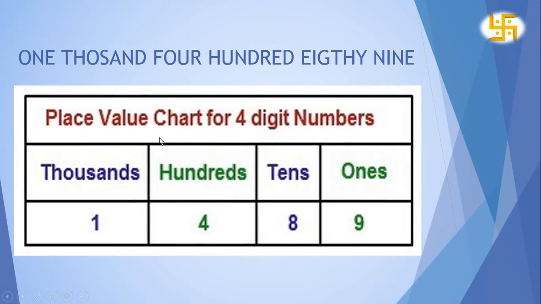This is a place value chart for a 4-digit number. I am taking the number 1489. 1 is at the 1000 place, 4 at the 100 place, 8 at the tens place, 9 at the ones place. Because 1 is at the 1000 place, we write 1000; 4 is at the 100 place, so we write 400; 8 is at the tens place and 9 at the ones place, so 89.